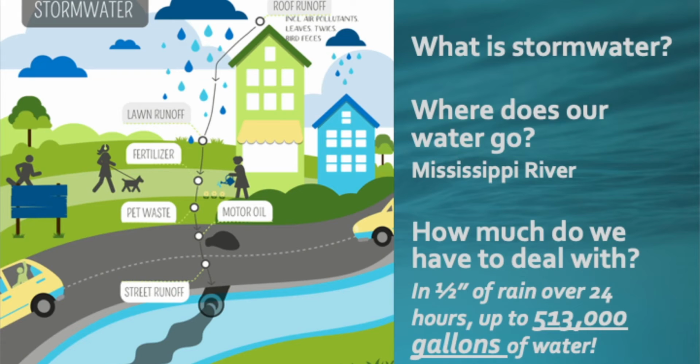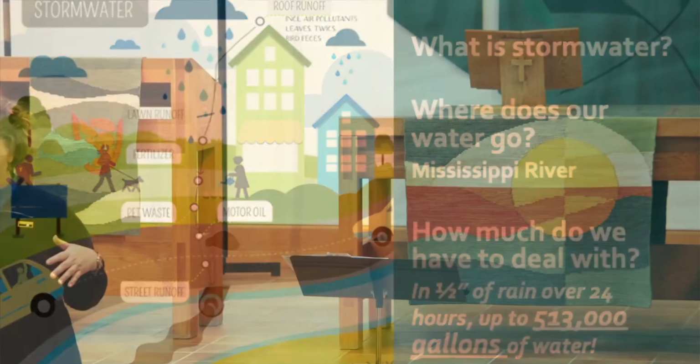So you can see on this drawing, it starts with the roof runoff, which is air pollutants. Little particles of air pollutants get into it as it falls as rain, leaves, twigs, and bird feces. There's lawn runoff, clipped grass. There's fertilizer that is washed off. There's pet waste. There's motor oil on the asphalt, and then there's just street runoff of trash and other things that flow. And our storm sewers directly flow into the Mississippi River.